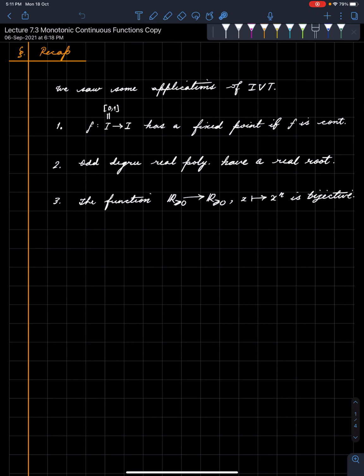And lastly, we saw that this particular function is a bijection from this to that. If n is odd, then in fact it's a bijection from all reals to all reals, but if n is even, then we can say only this much. And this is what one can use to show that any nth root exists provided you feed a positive number to it. When you have an odd exponent, you can feed any real number to it, but for even exponents you can only feed non-negative reals. So we saw all of that, and now let us go to the problems.